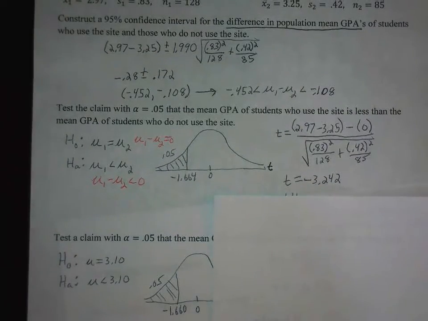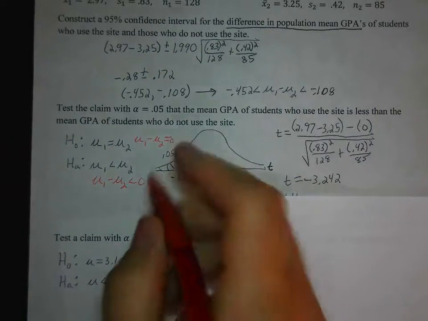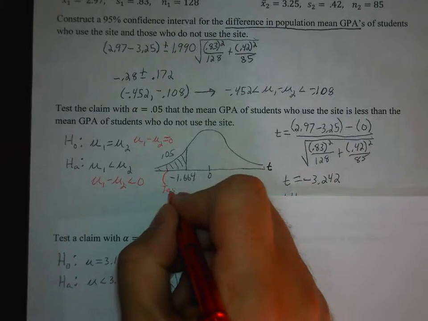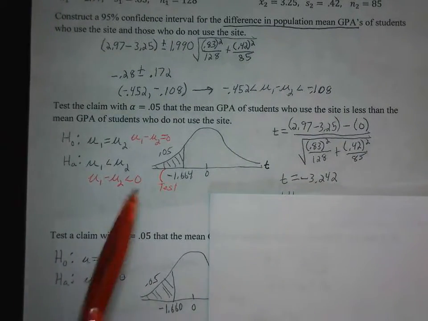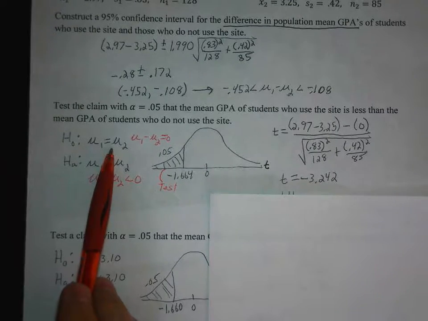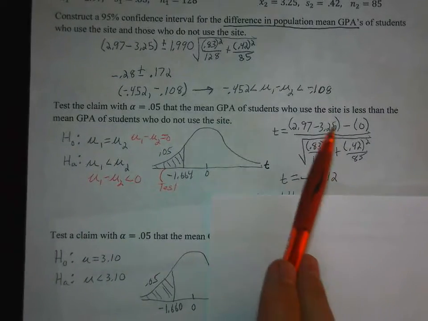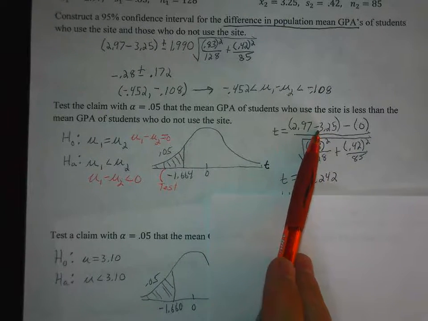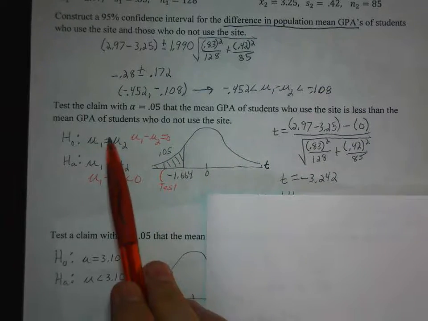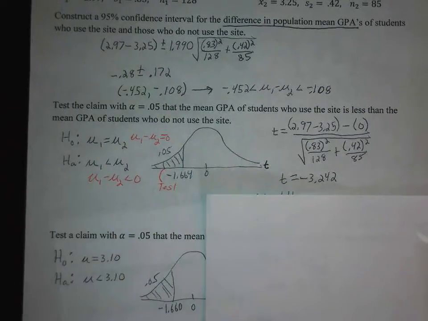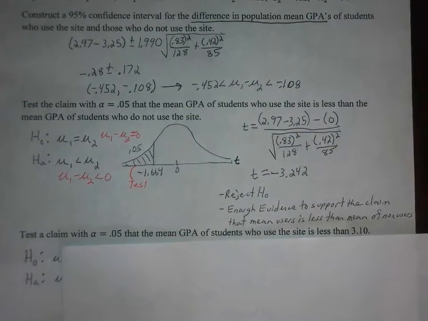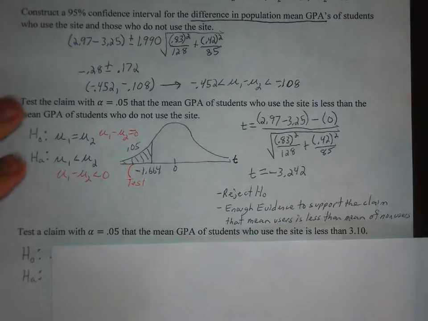Okay, and make sure that you get that on your calculator. And that test statistic is going to be out here to the left of the critical number for t star. So if the means really were equal to each other, then getting this difference, 2.97 minus 3.25, that negative 0.28 difference, that would have been unusual if the means really were equal to each other. So our decision is to reject H0, which means there's enough evidence to support the claim that the mean of the users is less than the mean of the non-users.